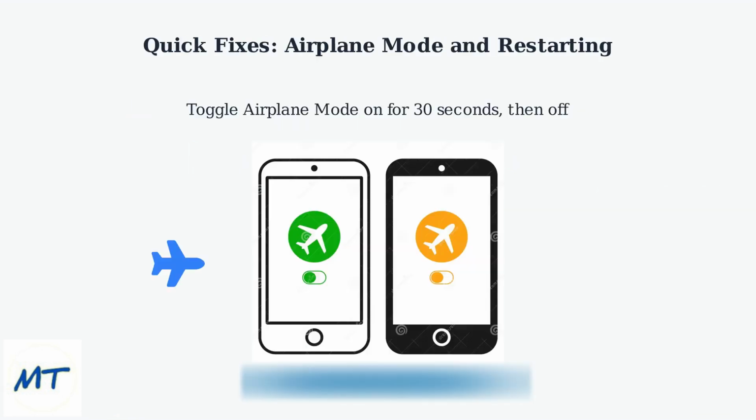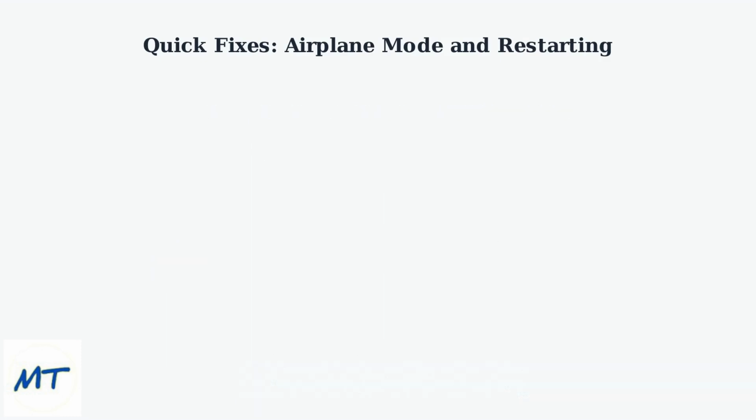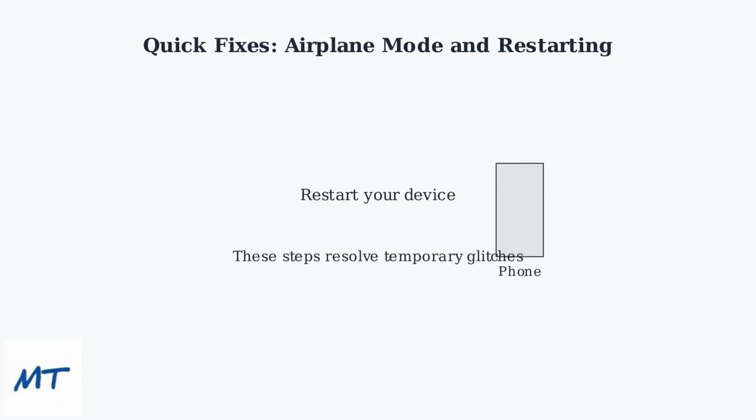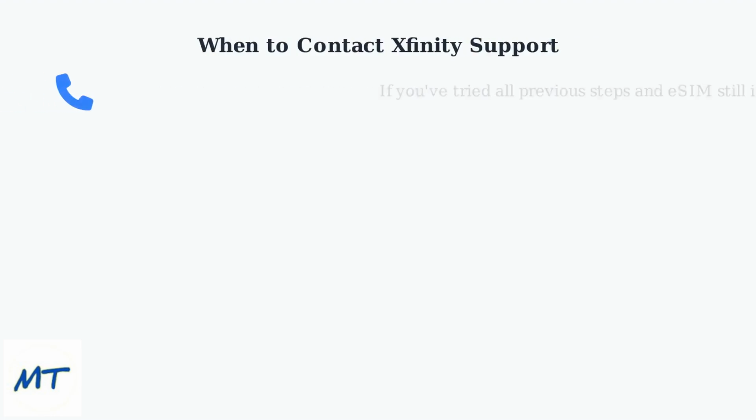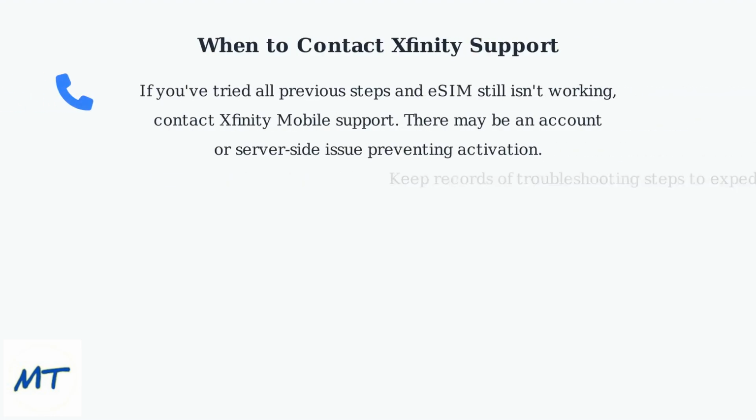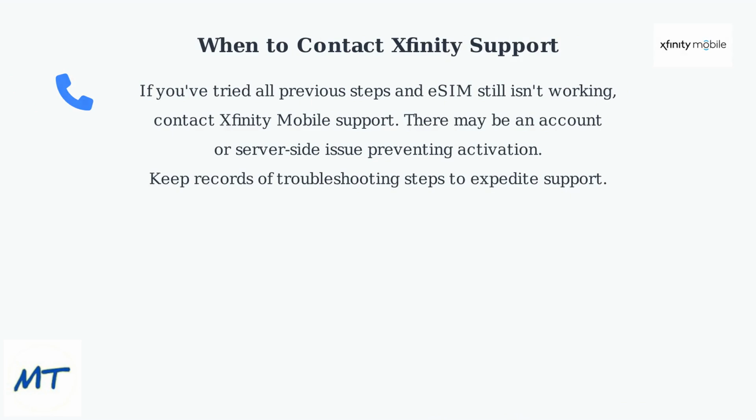Before diving into advanced troubleshooting, try the simple solutions. Toggle airplane mode on for 30 seconds, then turn it off. This can reset the network connection. Also, restart your device. These steps often resolve temporary glitches. If you've tried all the previous steps and your eSIM still isn't working, it's time to contact Xfinity Mobile Support. There may be an issue with your account or a server-side problem preventing activation. Keep records of the troubleshooting steps you've already taken to expedite the support process.